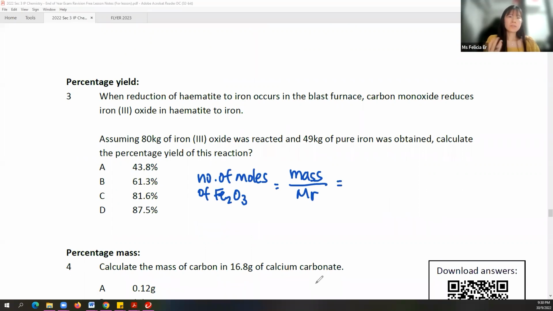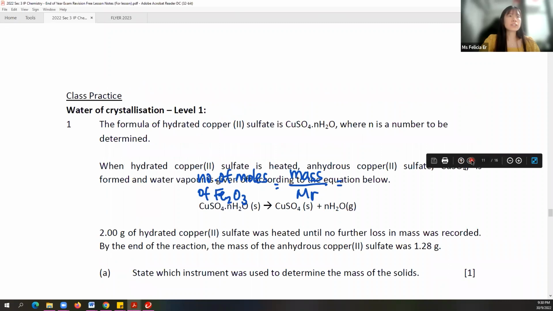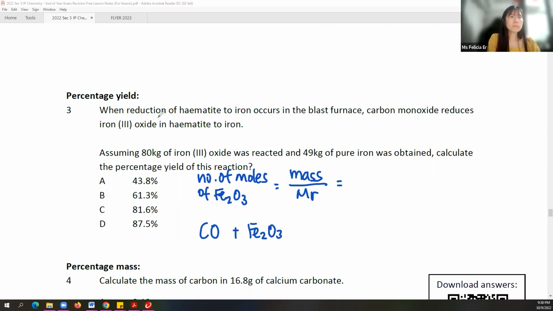After you're done with step 1, moving on to the next step. In my notes, I mentioned that step 2 is to write the balanced chemical equation, which the question will give you. So we follow the question's instruction. The question says I have carbon monoxide, so I write down CO, which reduces this, that means it reacts with Fe2O3 to form iron.